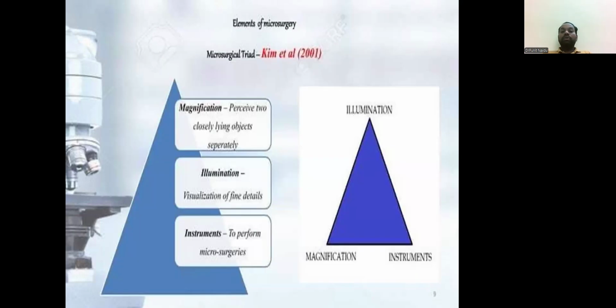There are three components of the microsurgical triad. The first one is magnification, the second one is illumination, and the third one is instruments. The purpose of magnification is the perception of two closely lying objects separately. Illumination is visualization of fine details, and instruments are needed to perform microsurgeries.